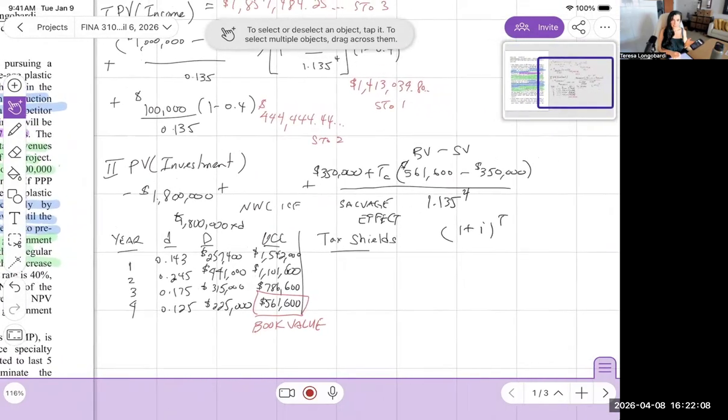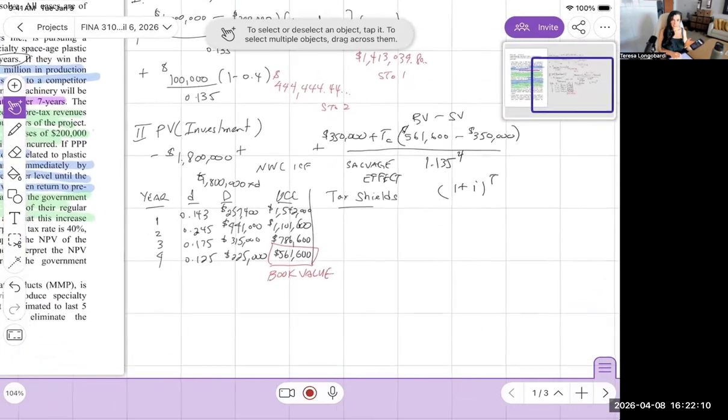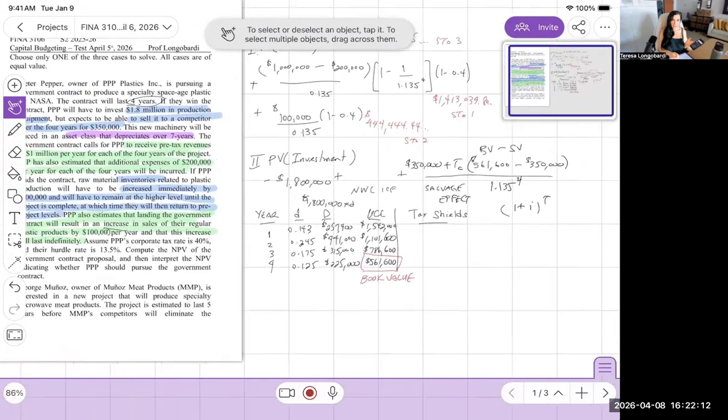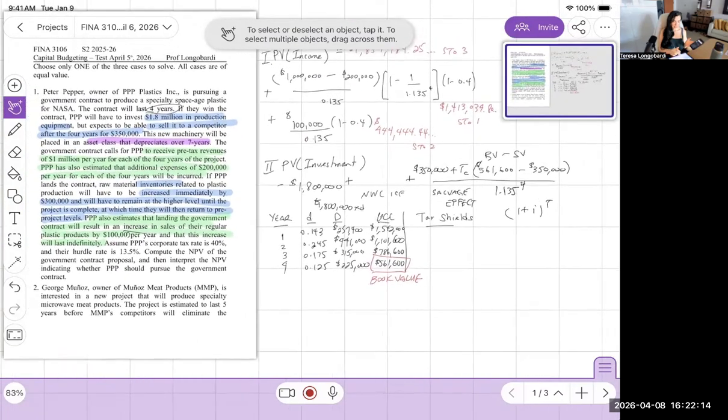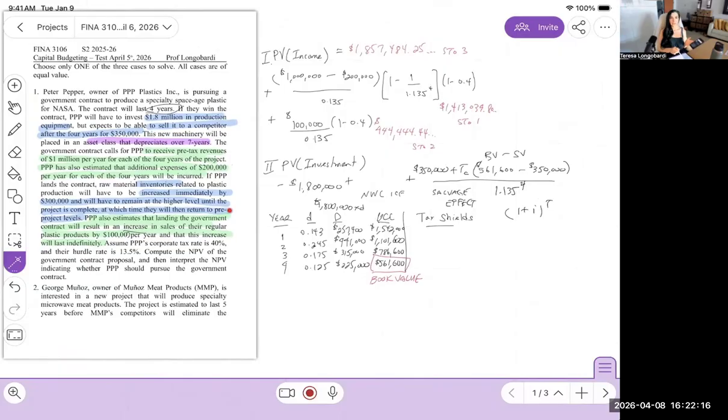This, I wanted to read that. Let's read that first and then I'll zoom out. Or is that zooming in? That's zooming in. Okay, inventories. Increased immediately by 300,000 and stays at that until the end. So you have to make your own net working capital table with only one row. This should be easy if you know what you're doing. So let's just write that down.